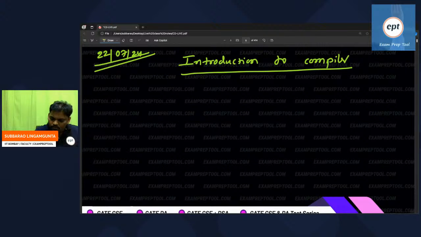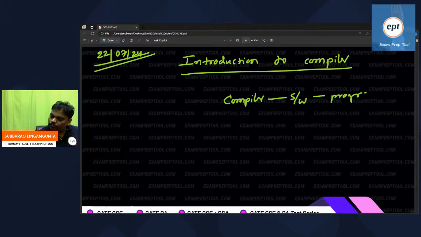As I mentioned in the last class, a compiler is a software. When you say software, it is a program. And one more thing, it's not only a program, it's a very big program. There are so many functions.